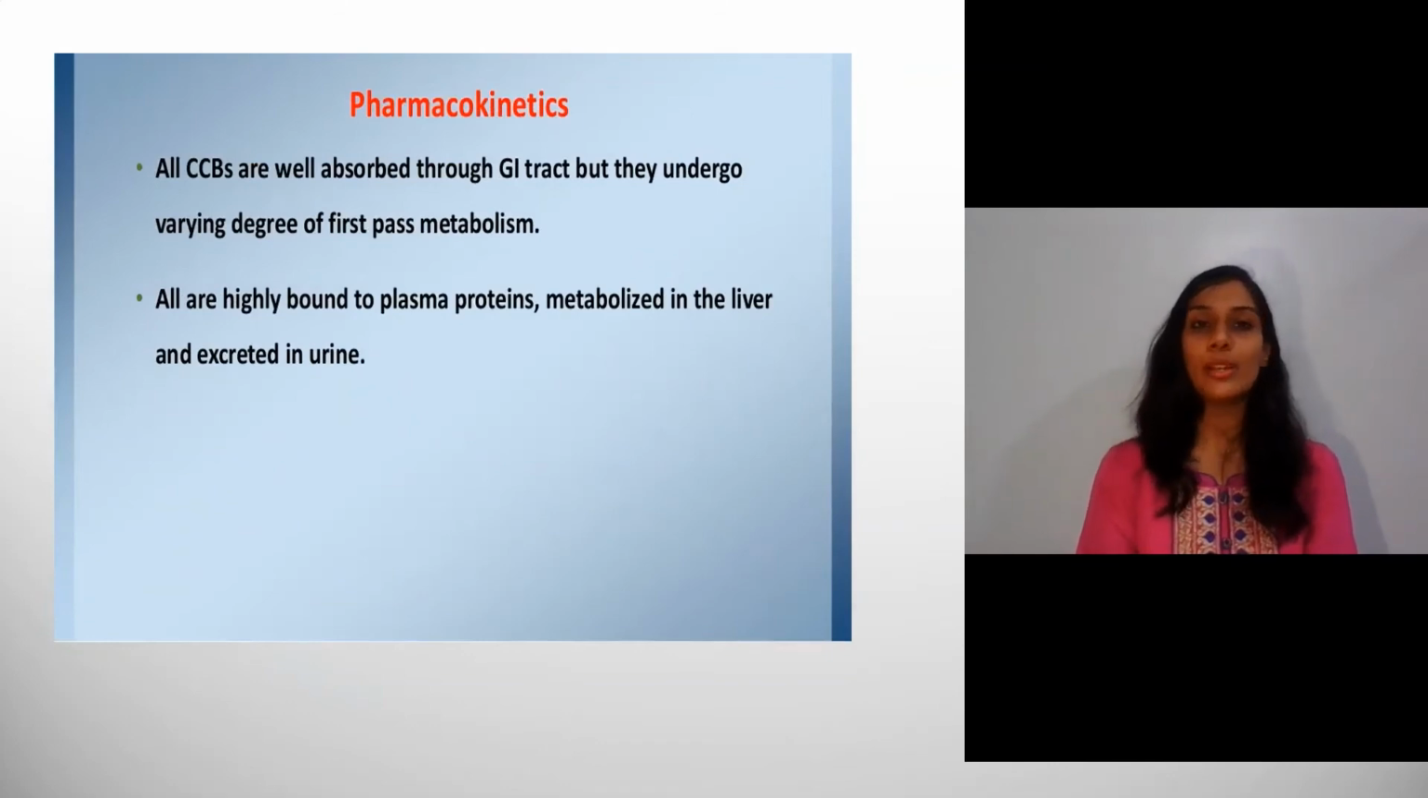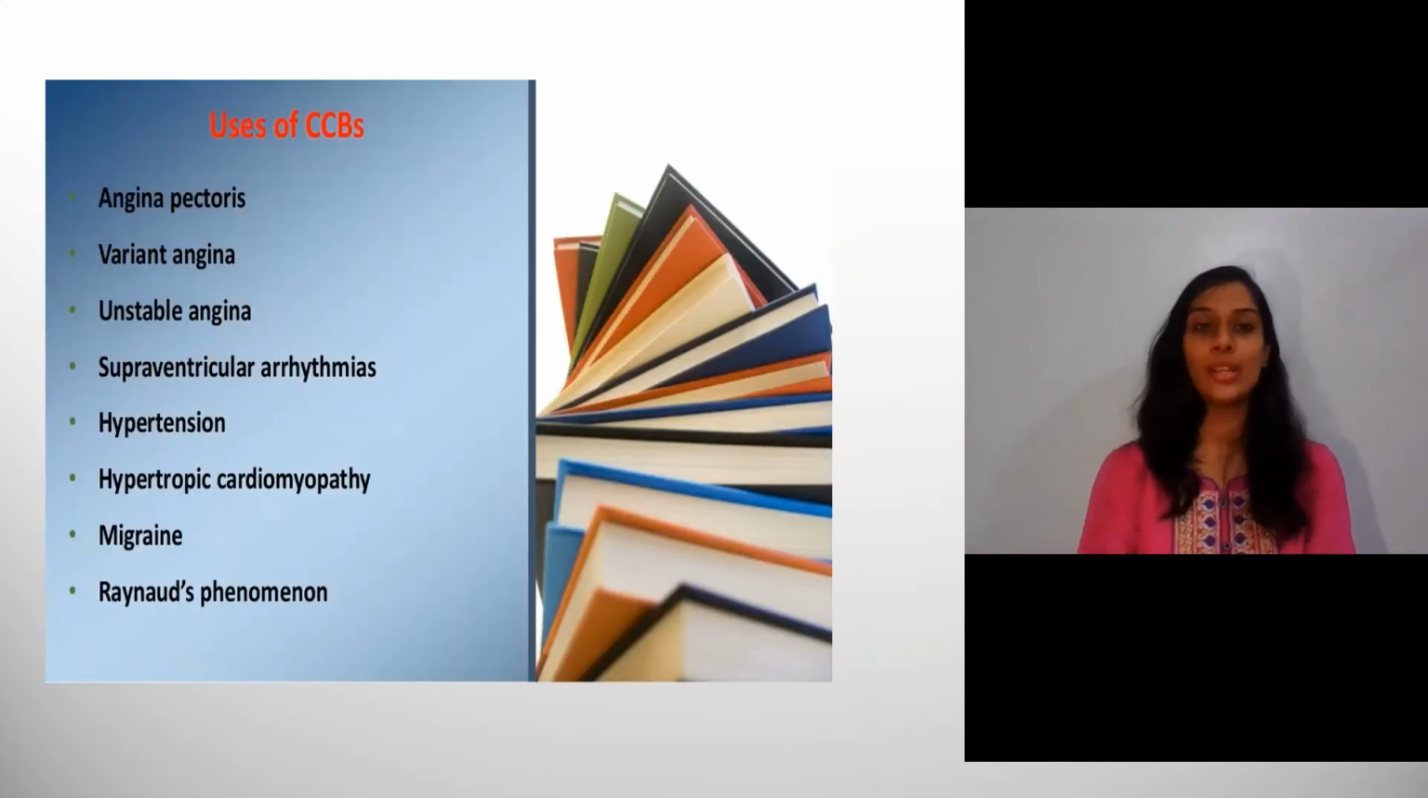Then, the pharmacokinetics of all calcium channel blockers is that they are absorbed through the GI tract but undergo varying degrees of first pass metabolism, right? They're highly bound to plasma proteins, metabolized in the liver and excreted in urine.